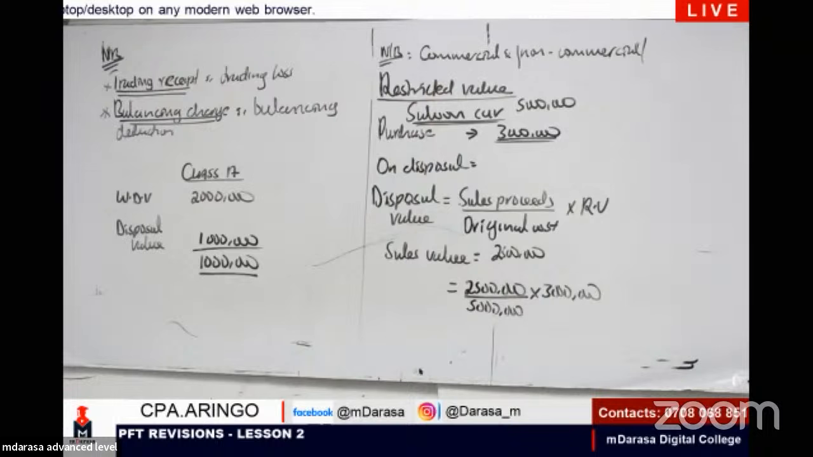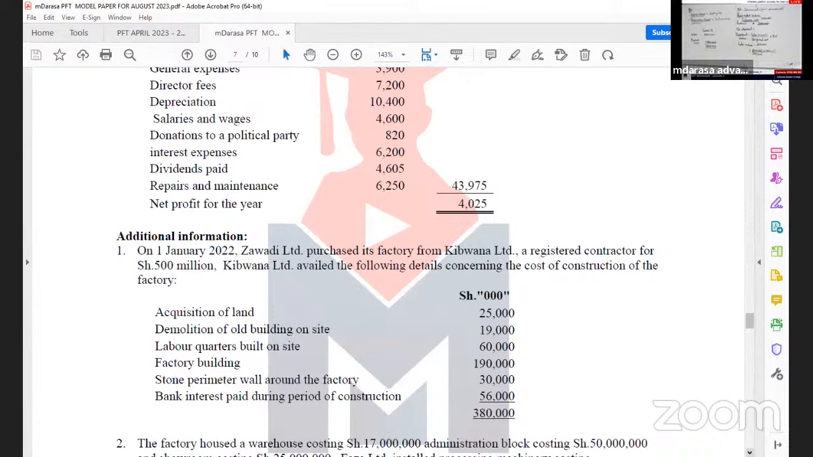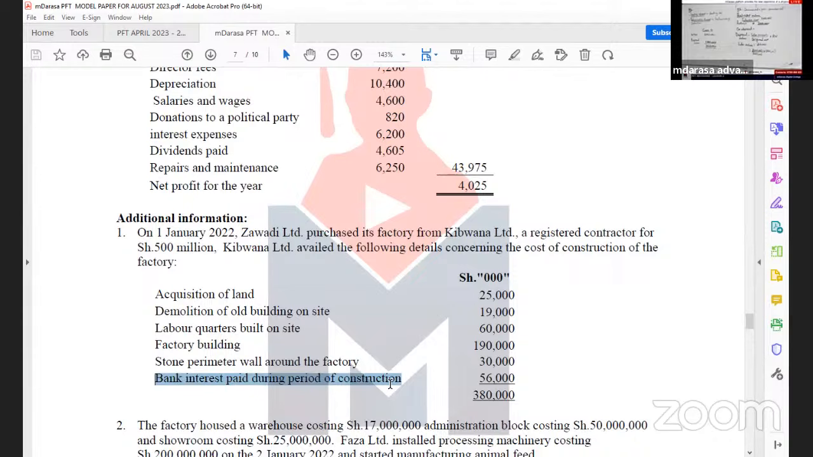What is that question of ours? Let me show you so that you have an idea of what we'll be handling. You see this part, this question of ours is question number 8, block model paper. Other than just us determining our capital allowance, I'm having this concept of absorption of interest in our capital allowance, very important.